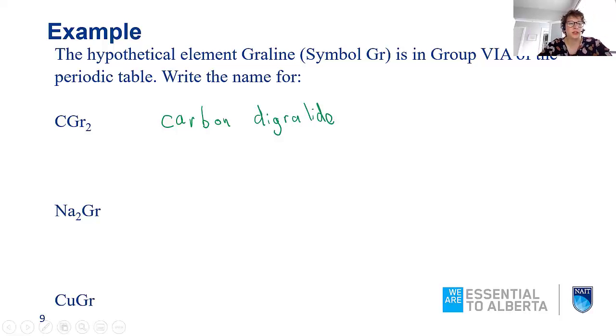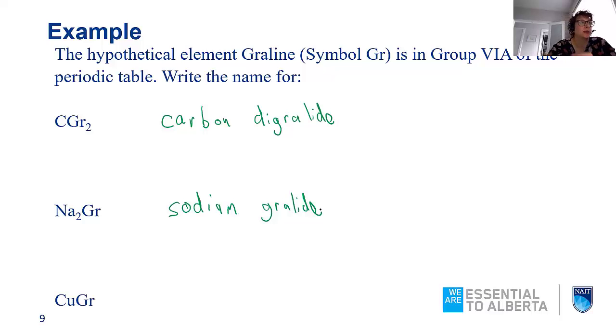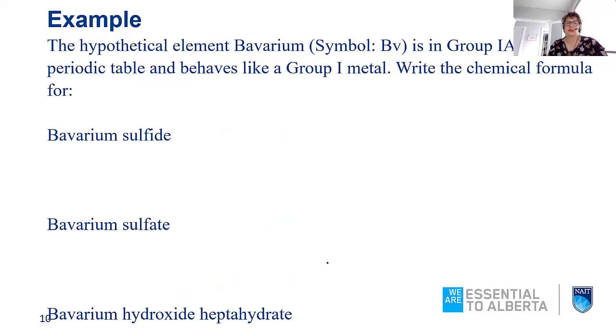Does anybody want to type in the chat the answer for the next one? This would just be sodium grelide. Thank you, everybody. And the last one. Yeah, so copper(II) grelide. Perfect. So just applying the same nomenclature principles, and then also working from the name to the symbol as well.